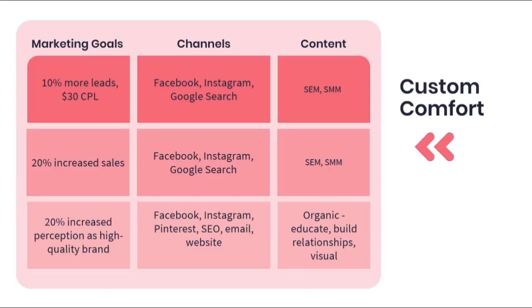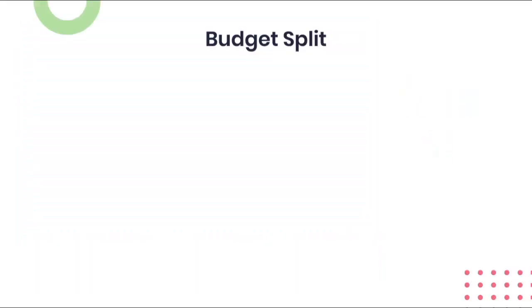It really is. And in this case, we want to establish ourselves as a high quality brand. So we need high quality content. It just all integrates with one another and needs to work in parallel. We need to be visual, educate users, build relationships, and you will see the proper split of how the budget is distributed in just a minute.